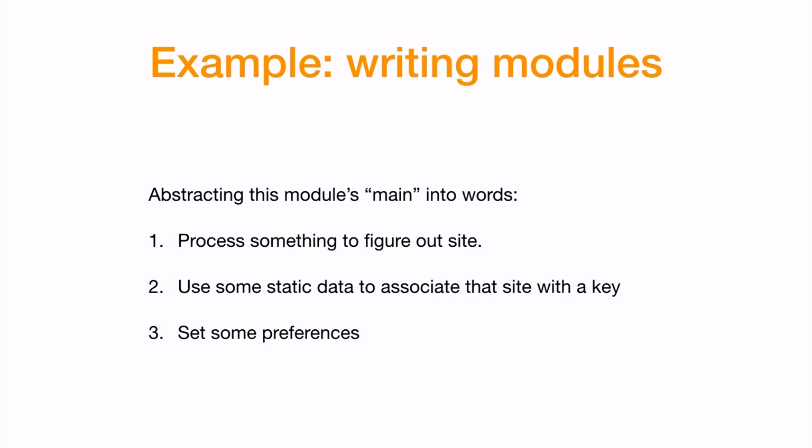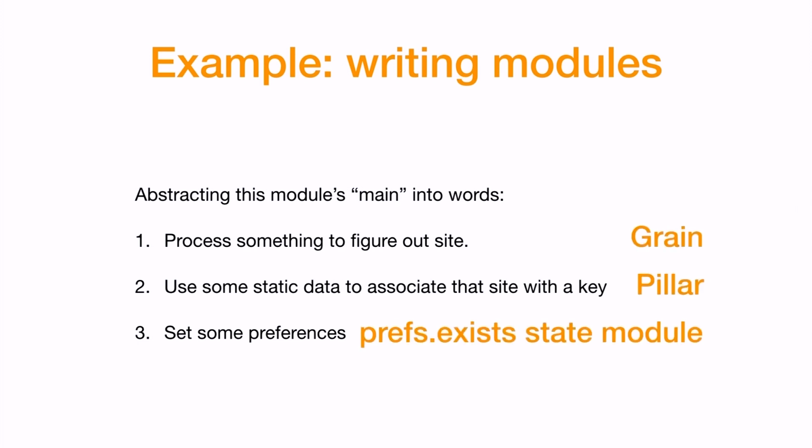If we look at what's actually being done here, it does a few things. It has to process something to figure out what site that device belongs to. It needs to use some kind of static data, like a table, to associate what that site is with a key, which is just meaningless garbage characters. And then we need to set some preferences. These map to things in Salt pretty easily. Processing something on the device to figure out which site it's in is going to be a grain. The table that associates the sites with their keys is in Pillar. That's data that doesn't change based on the device. That's static, so that's a good candidate for using Pillar. And then we need to set some preferences, so we would use the prefs.exists state module.